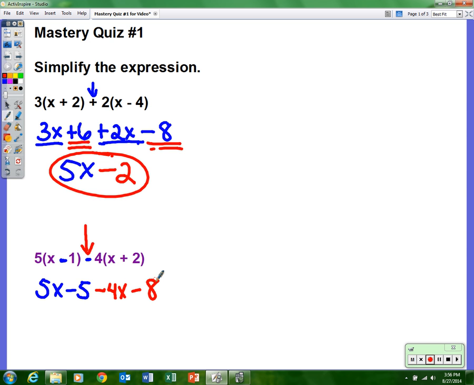Again, just like on the last one, we're going to combine the like terms. So 5x and minus 4x, that's going to leave 1x, or just plain x. Remember, you don't have to write the 1 in front. And then we've got a minus 5 and a minus 8. Minus 5, take away 8 more, that would give us minus 13. So x minus 13 is our simplified expression.